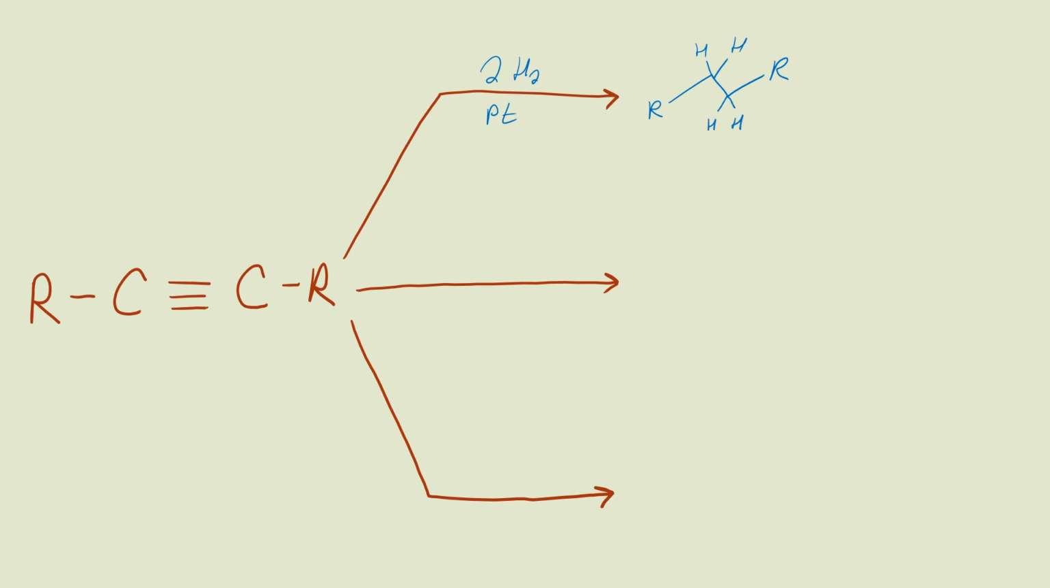The second way uses a poison catalyst. This will only add one equivalent of hydrogen. Because it only adds one equivalent of hydrogen gas, it gives you an alkene instead of an alkane. This method adds it in the syn fashion to give you a cis alkene.